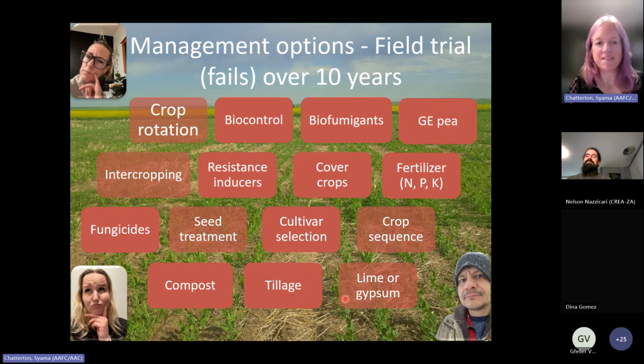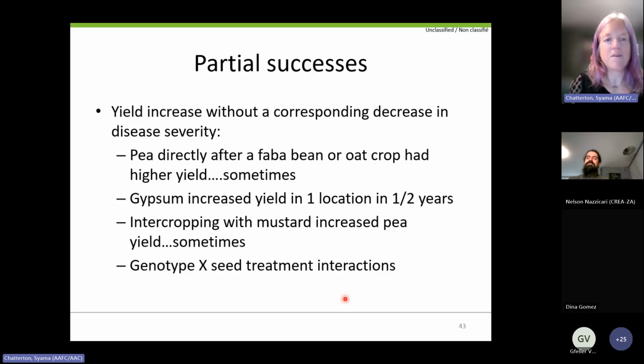Okay, I don't know if everyone could catch that in that short amount of time, but basically we've tried a lot of different things. And the only thing that we've had any partial successes with, this is usually where we'll see a small yield increase, but often without a corresponding decrease in disease severity, was when we had peas directly after a fava bean or oat crop had higher yield at some locations.